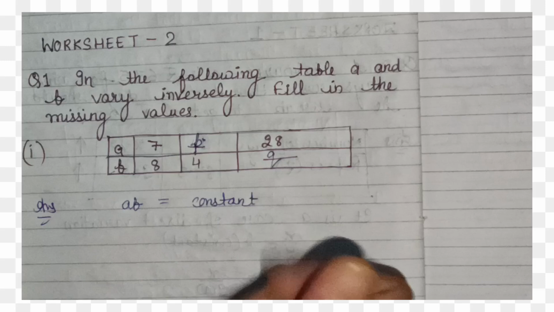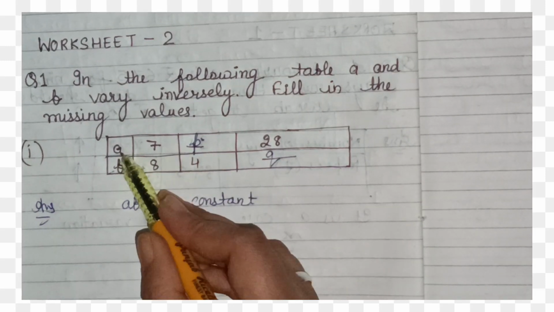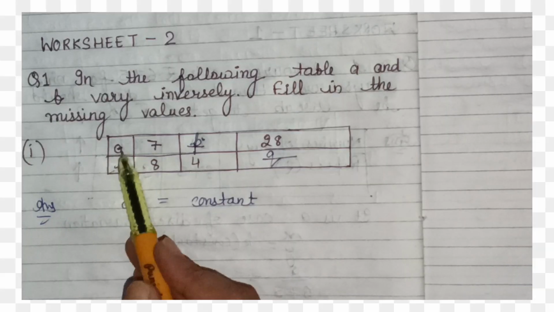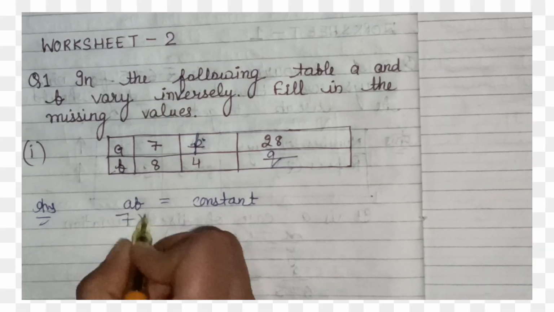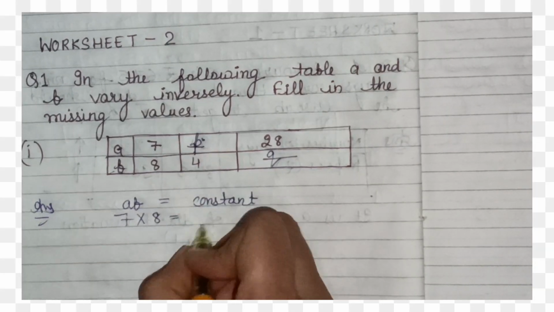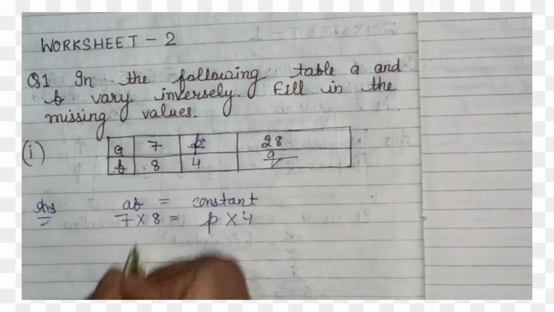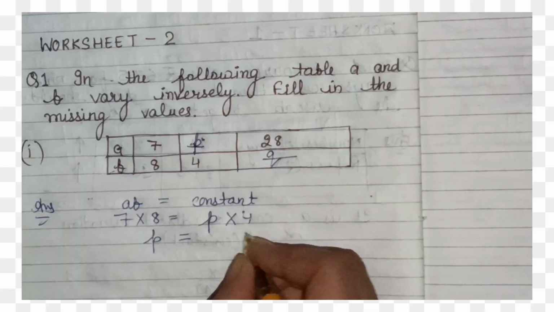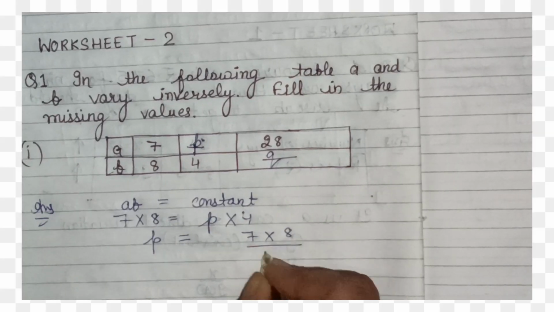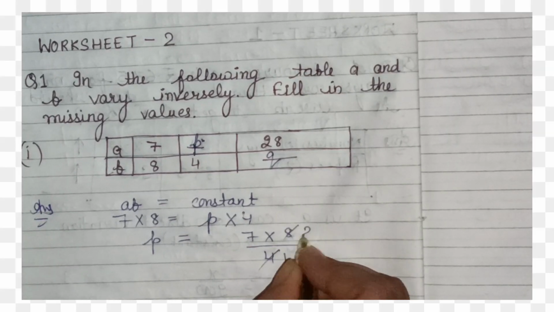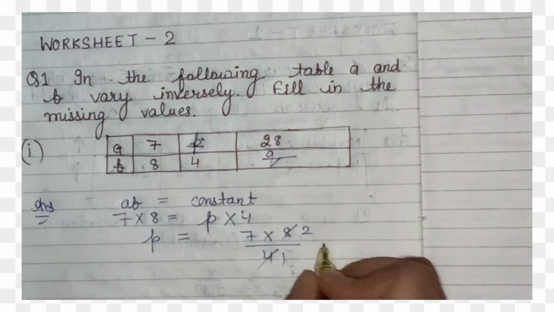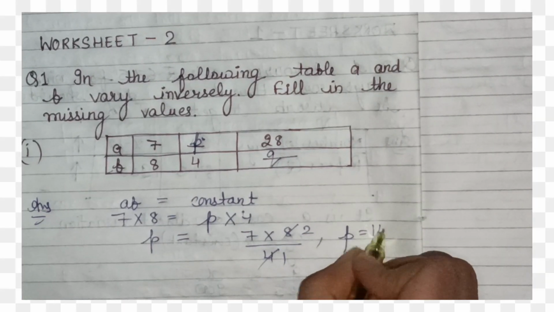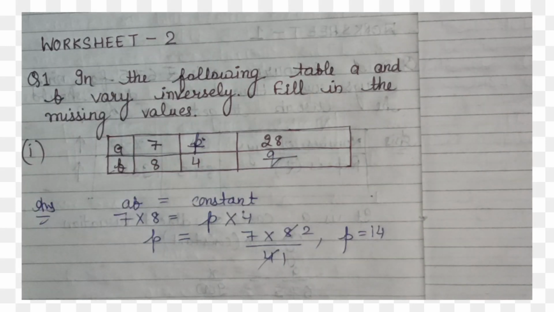So we do 7 multiplied by 8. Product of AB is equal to constant, which means 7 multiplied by 8 is equal to P multiplied by 4. Now we have to find the value of P. From here, P is equal to 7 multiplied by 8 upon 4. 4 ones are 4, 4 twos are 8, so 7 multiplied by 2. P is equal to 14. The value of P here is 14.